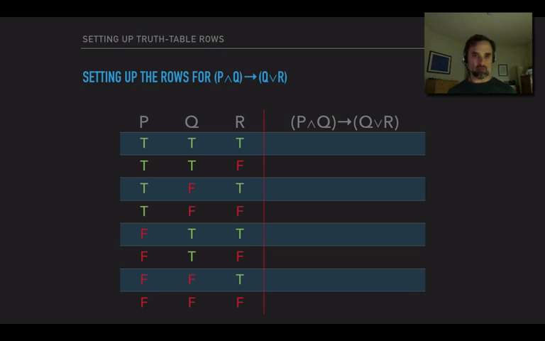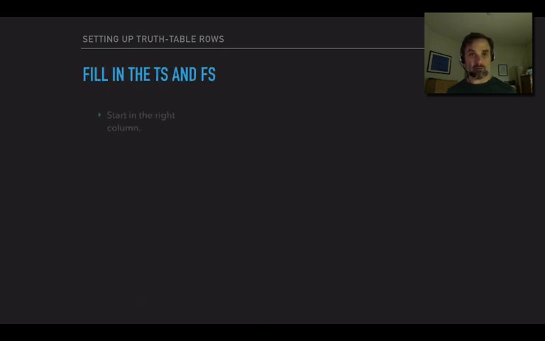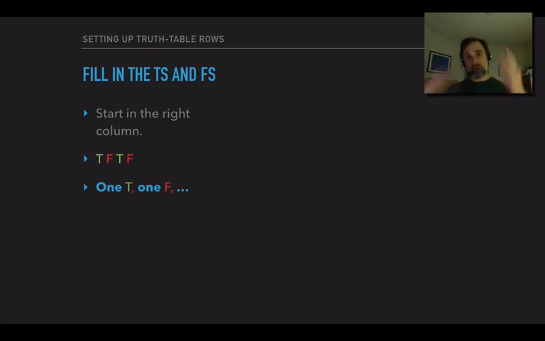So how does this work? Well, it's pretty straightforward. We start in the rightmost column, just in the columns for the sentence letters, we start in the rightmost one. And we just go T, F, T, F. So we have 1 T, and then 1 F, 1 T, and then 1 F until we get to the bottom of the column. And then we go to the next column to the left.